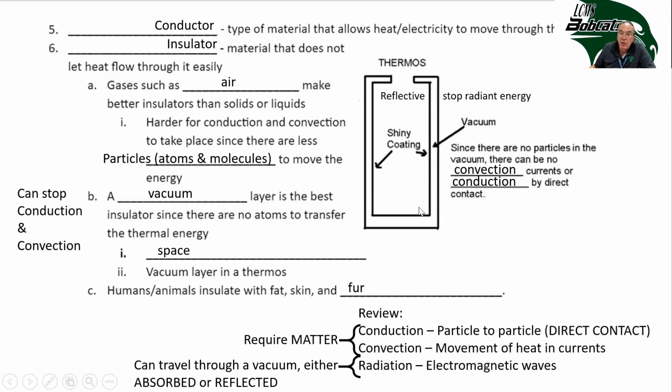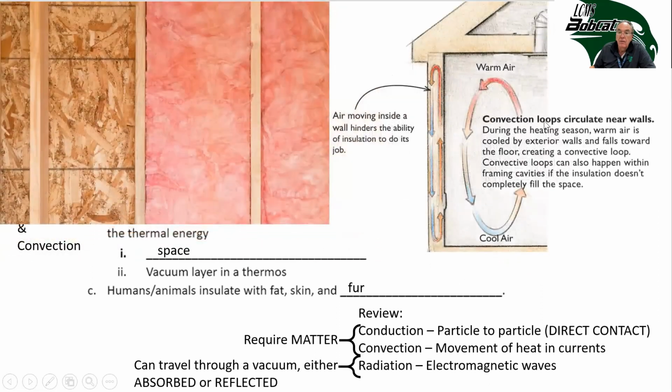This is why they put the shiny reflective surface on the inside. Radiant energy is either absorbed or reflected, and with this reflective surface, the heat hits it and then it's reflected back in. So by having the vacuum, you stop conduction and convection. By having the shiny surface, you stop radiation. So this thermos works on all three methods of heat transfer.